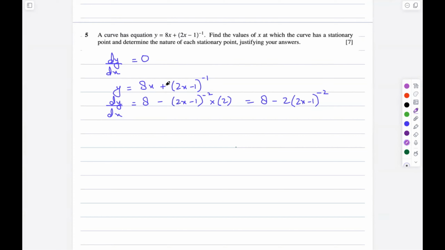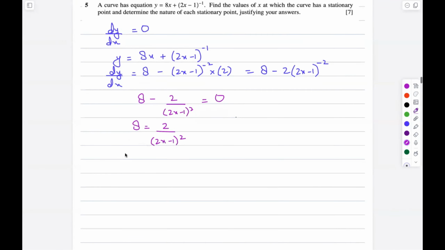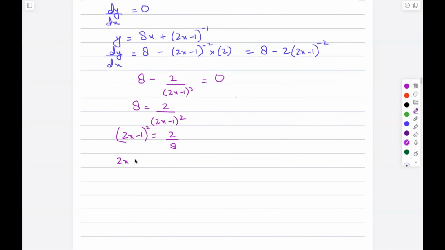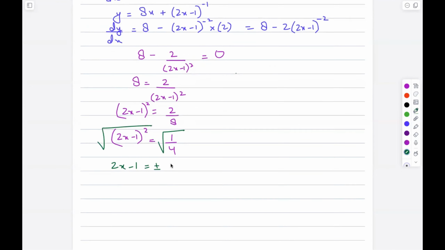Now setting it equal to 0 to find the values of x, this will be 8 minus, we can write it as 2 upon (2x - 1) whole squared equals 0. We can write it as 8 is equal to 2 upon (2x - 1) whole squared. Cross multiplying, we'll get (2x - 1) whole squared is equal to 2 upon 8, which is basically (2x - 1) whole squared is equal to 1 upon 4. Taking the square root on both sides, this will become 2x - 1 is equal to plus or minus 1 upon 2.